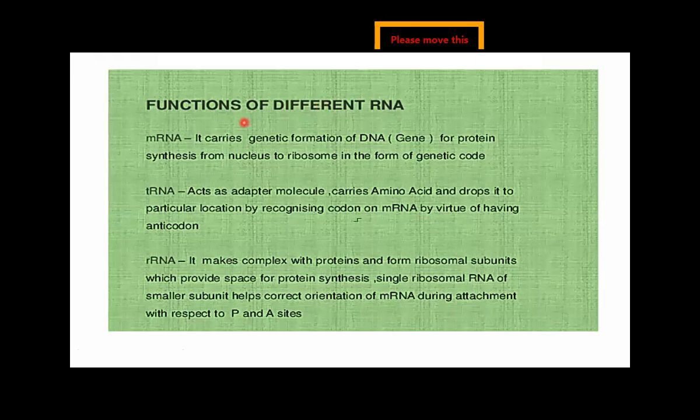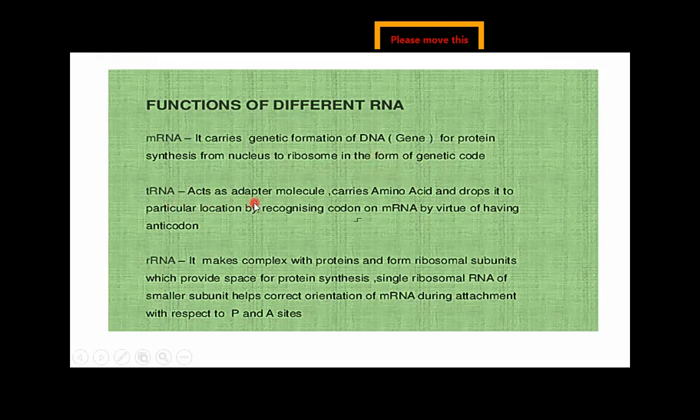Now, there are three types of RNA: messenger RNA, transfer RNA, and ribosomal RNA. Messenger RNA carries the genetic information of DNA for protein synthesis from nucleus to ribosome in the form of genetic code. This process takes place inside the nucleus, that is called the transcription.